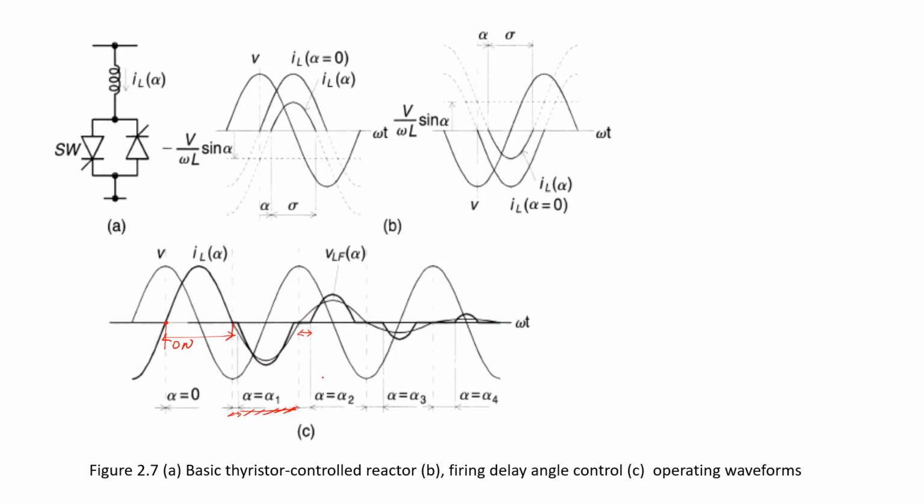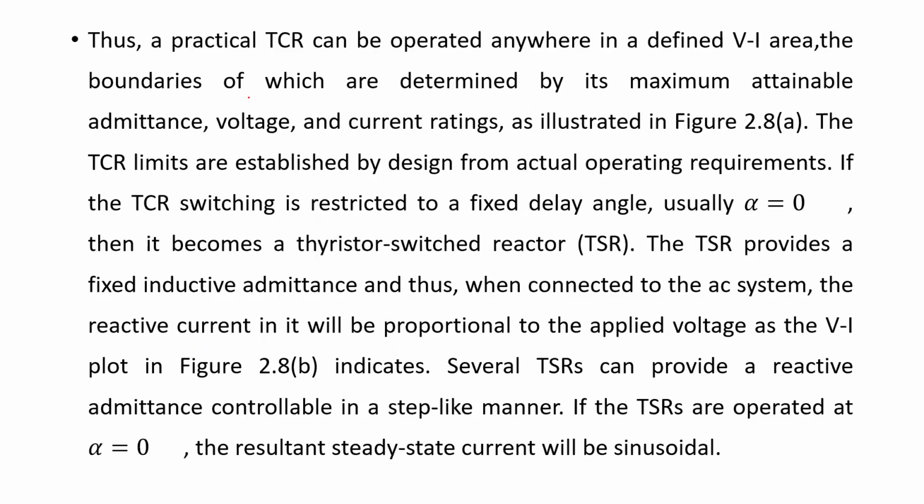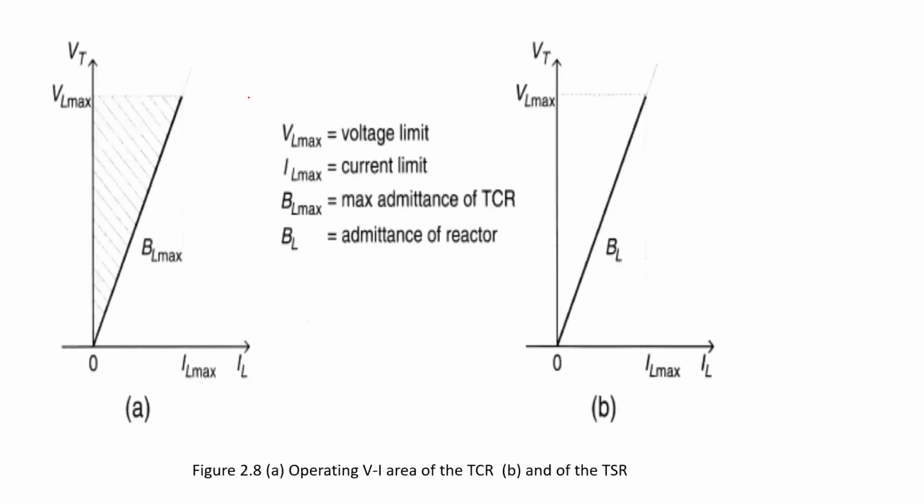So by controlling the firing angle, no doubt the firing angle is after the crest value or the maximum value of voltage, so it is lagging, isn't it? This is the point we should remember. We cannot vary the inductive current from here and so on. Otherwise, it will be wrong. So in this way we can consider reducing the current in the thyristor.